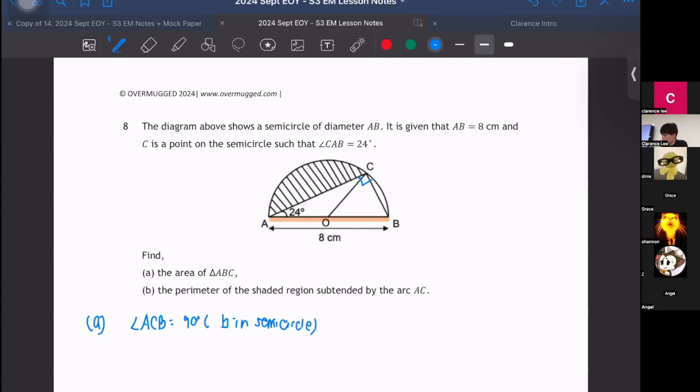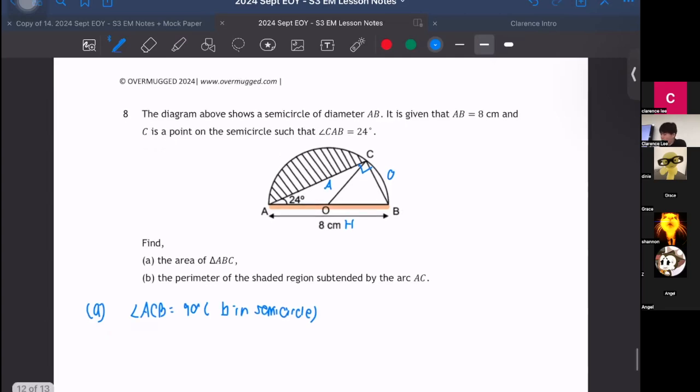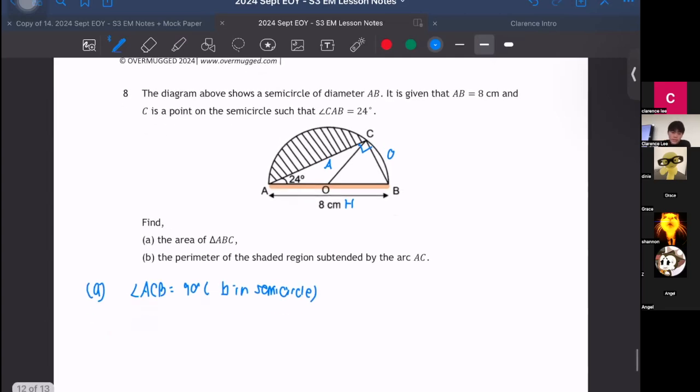So from here, you can do your SOH CAH TOA. Let's say this is my opposite, adjacent, hypotenuse. I will send the solutions at the end. Okay, we have to move on to the next question first. I'll send the solution at the end. Or you can message me on Telegram and I'll send it to you.